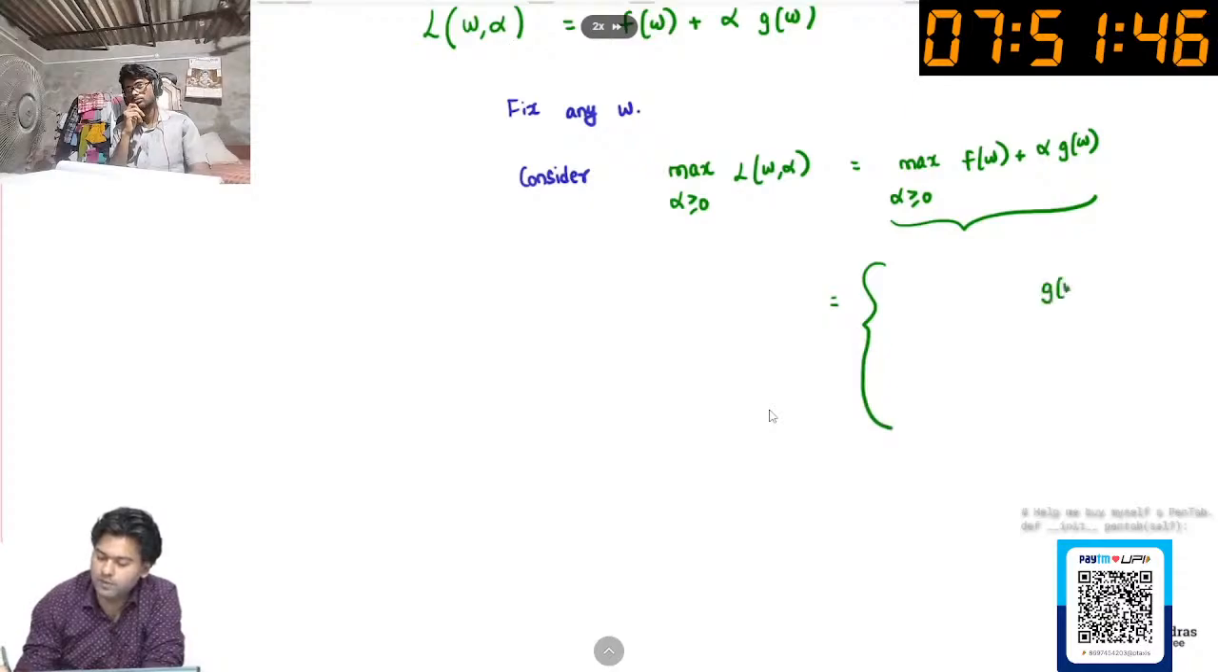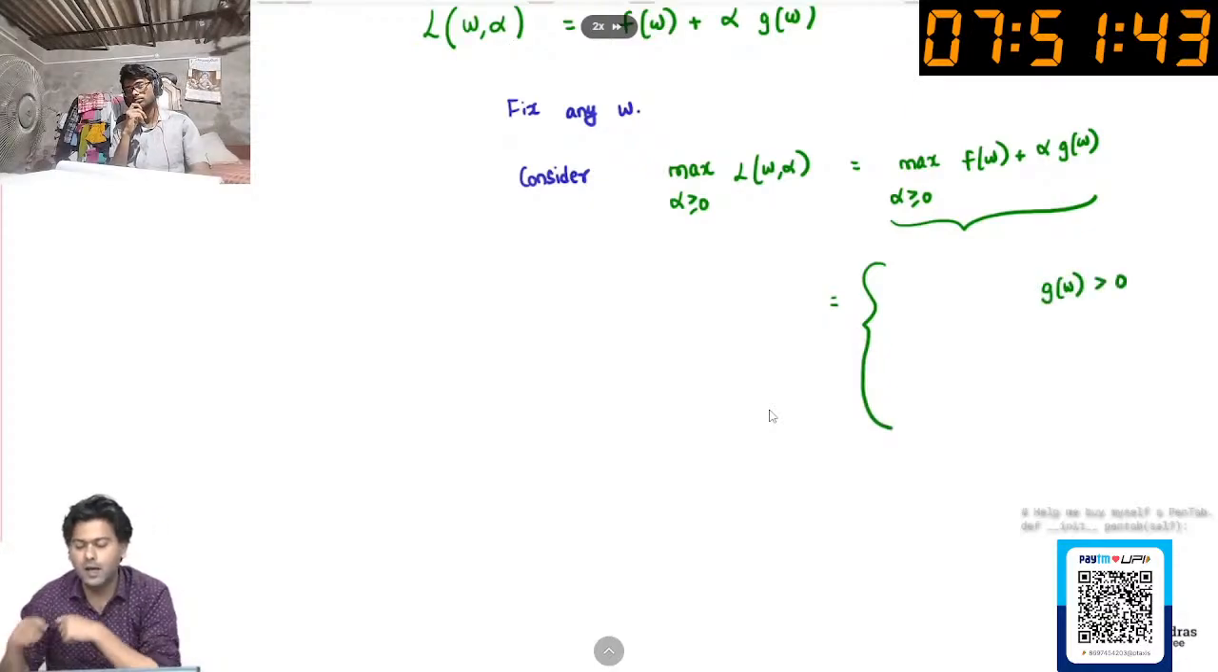So now let's look at the first case where g of w is greater than 0. Let's say I gave you a w, remember, and that w has some f of w value, some g of w value, right? So it has some objective value.